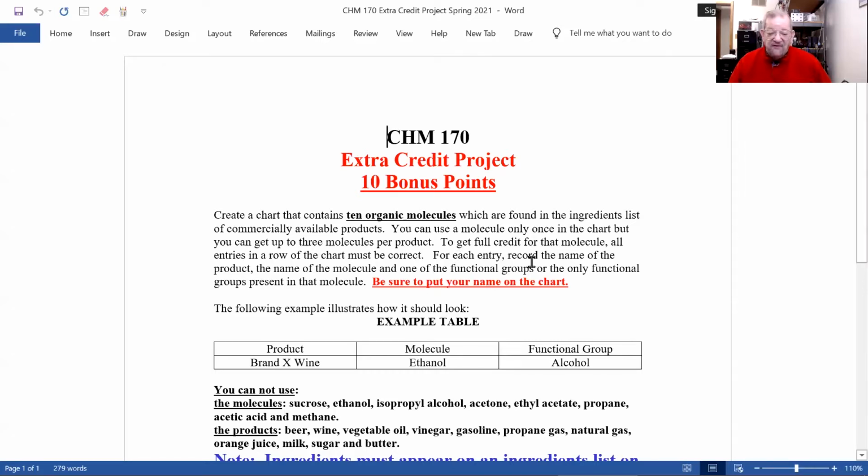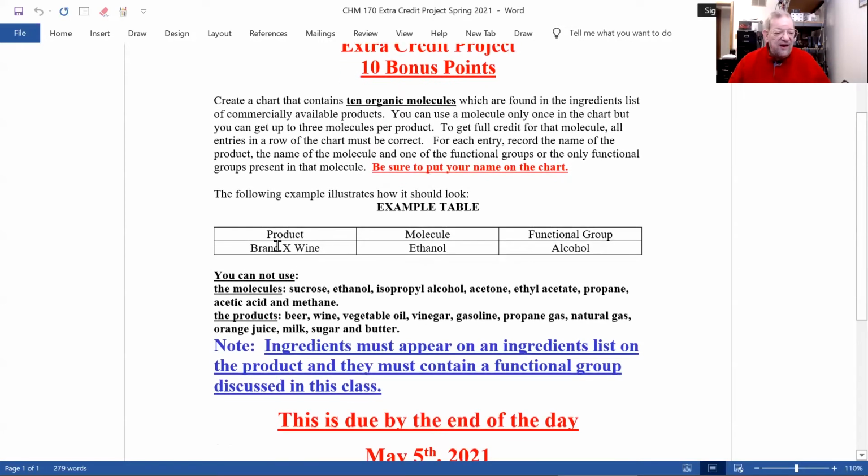And to get full credit for that molecule, which is 1 point, all entries in the row of the chart must be correct. For each entry, record the name of the product, the name of the molecule, and 1 functional group, or the only functional group present in that molecule. Now, be sure to put your name on the chart. What this means is if you have a molecule with more than 1 functional group, you only have to name 1 in there. An example would be the chart would look like this.